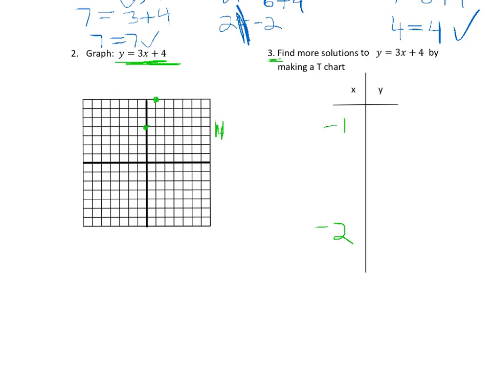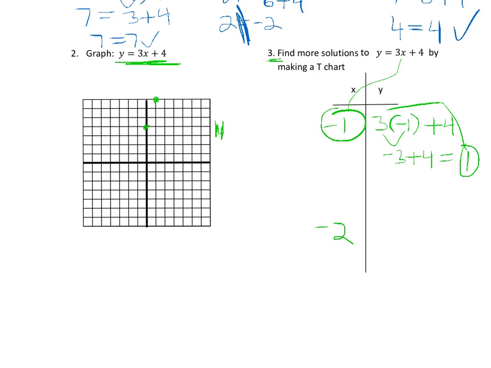Now when I put this in, -1, I'm plugging in for this x. So I'm going to have 3 times -1 plus 4. Okay, and we're just going to evaluate that, and whatever we get for it is going to be our y value. So 3 times -1 is -3, and -3 plus 4 equals 1. So that's my y value. This is my x value. So this ordered pair is -1, 1. So that means that lies on the line.